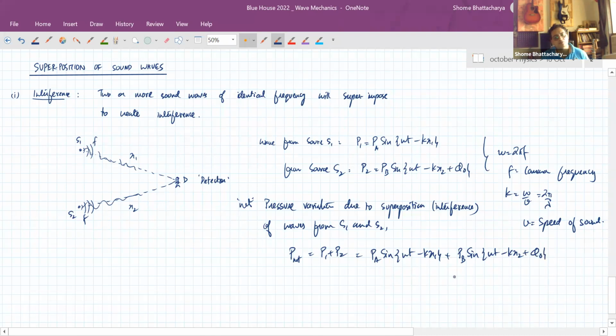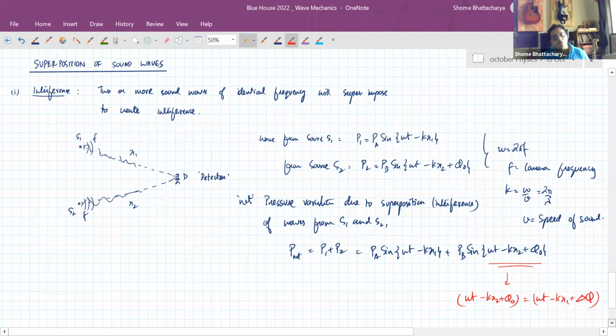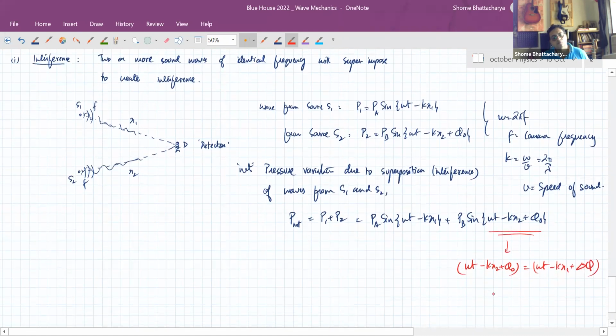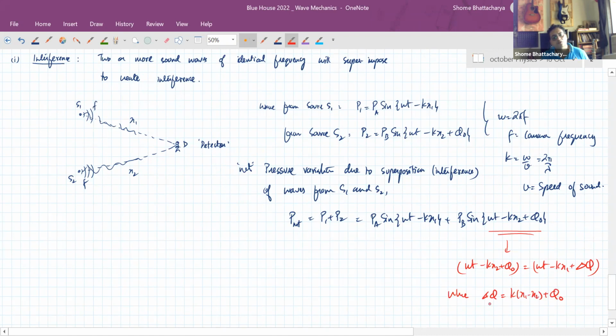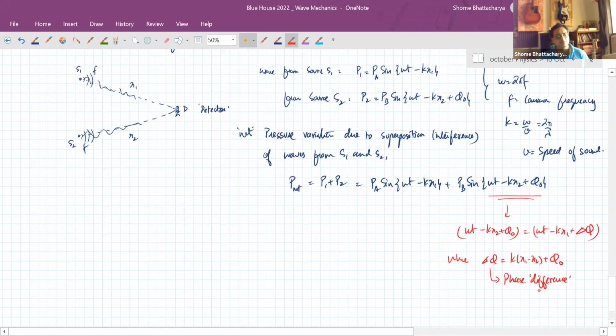So we can write this as: you can say that this term, omega t minus kx2 plus phi naught, can be written as omega t minus kx1 plus some delta phi, where you can see delta phi is basically equal to how much? It is k(x1 minus x2) plus phi naught. Okay. So this is the phase difference. For example, if the two sources were in phase, then phi naught would be 0, and the phase difference would be as a result of only the path difference x1 minus x2.